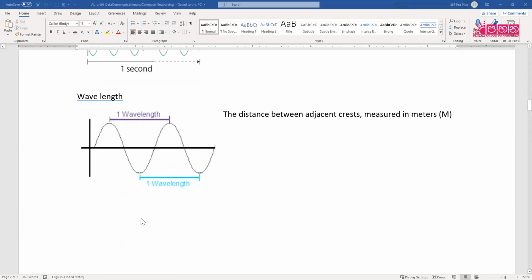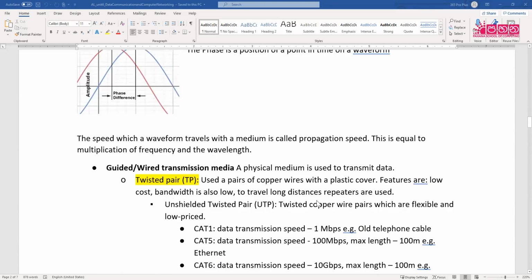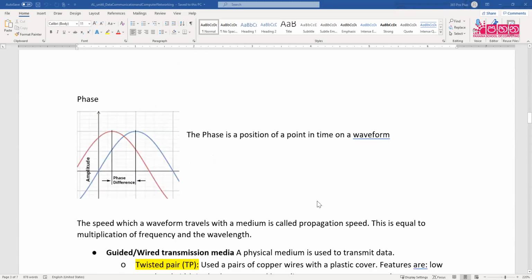Then the wavelength. That means if you take the same adjacent point in the waveform, the total length of the waveform, the complete cycle, we call wavelength, right? Usually this is measured in meters. The last one we discuss is the phase.